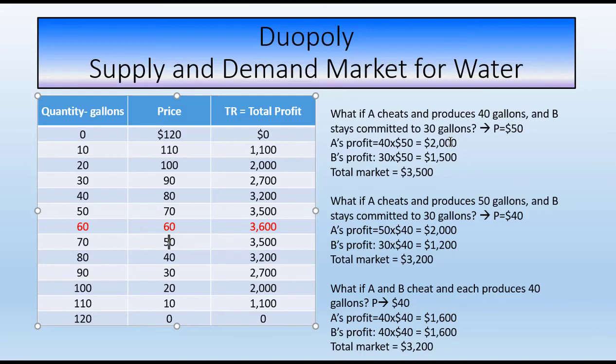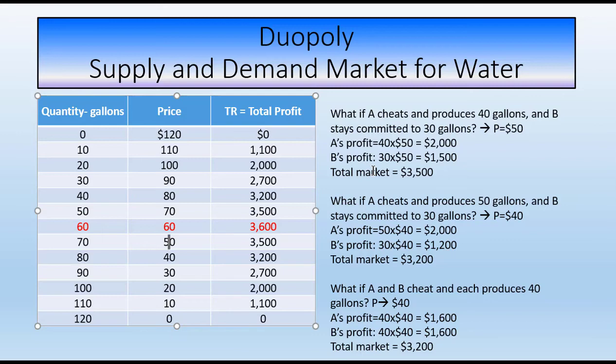And then B's profit actually declines a bit because the price has gone down. So they're stuck at the 30 gallons that they had agreed to, but the price has dropped, and so they lose out by $300. The total market now is $3,500. And so it's down just a little bit from what the total market was at $3,600.